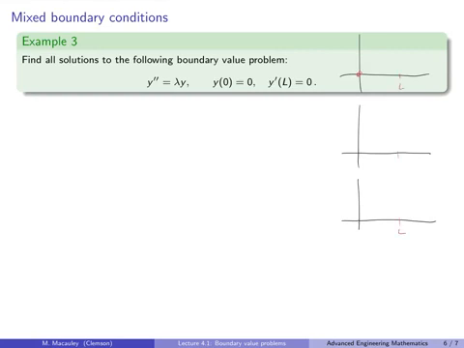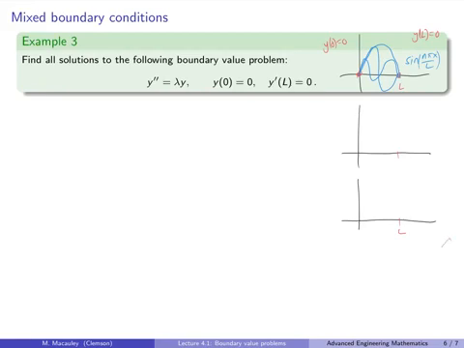The first example we specified y of 0 equals 0 and y of L equals 0. So that said that we had to have a sine wave, things like this. So these are all sine of n pi x over L, some scalar.